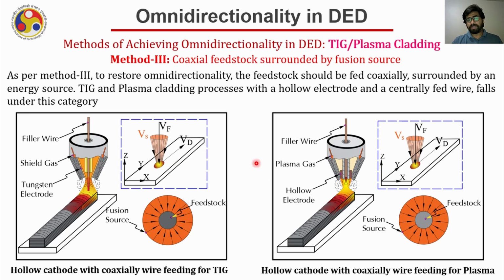A similar kind of patent was found for plasma as well. We know that there is not much difference between plasma and TIG cladding based DED systems. We already discussed it. In this case, again, there will be a hollow electrode, but it will not project outside. It will remain a little bit inside the nozzle, and the shield gas along with the plasma gas will create a hollow plasma, and that will provide the provision of feeding the wire from the center. The top view will look something like this, where there is a wire at the center surrounded by the fusion source. Again, very similar to TIG, the angle between VD, VF and VS will remain consistent throughout the process, and the process will become omnidirectional.